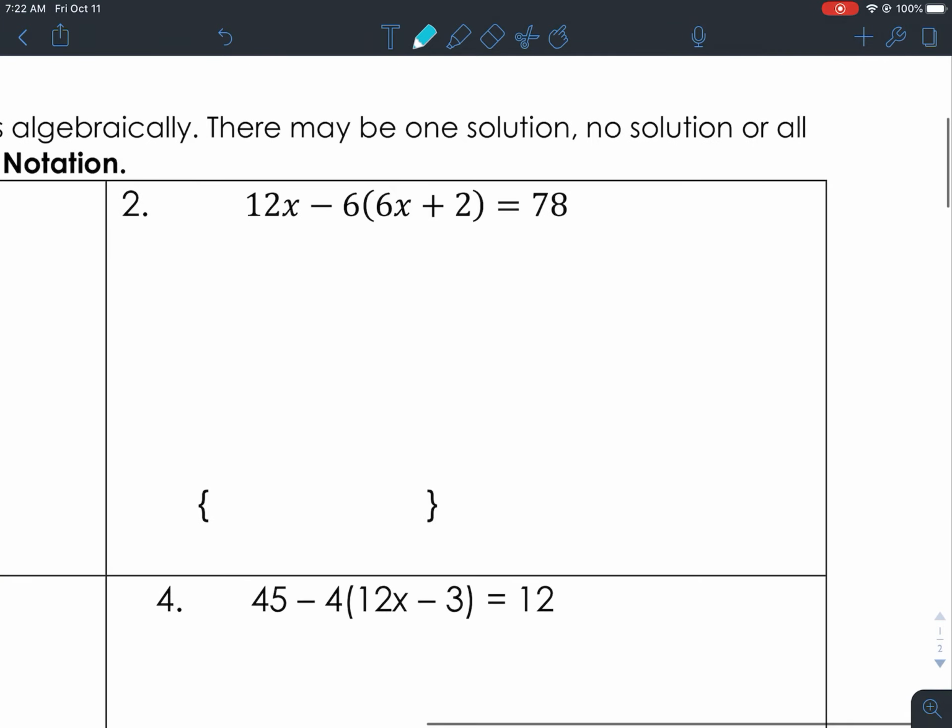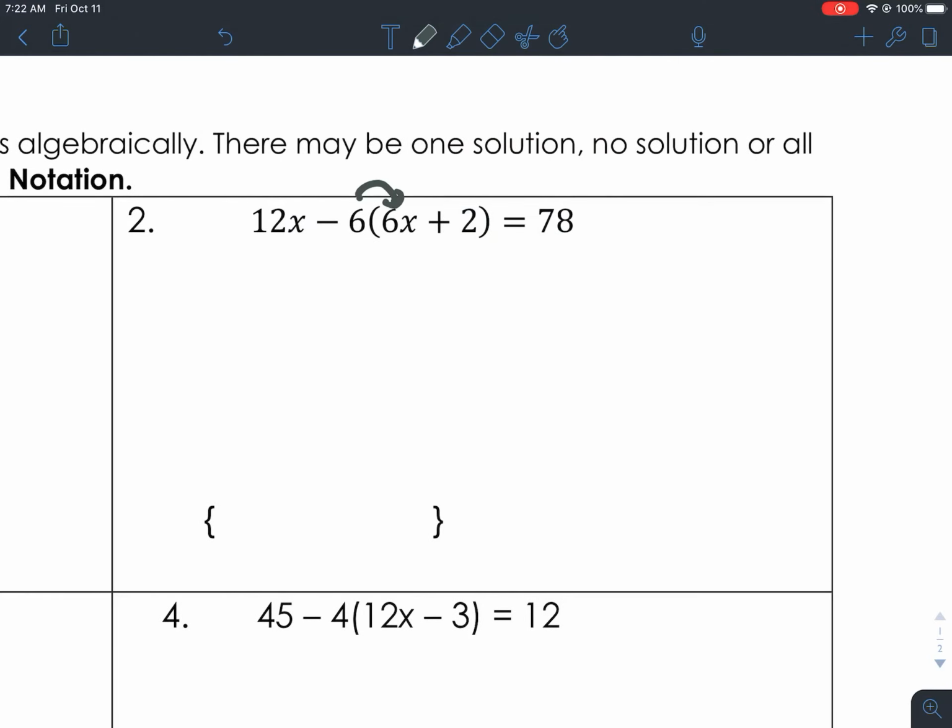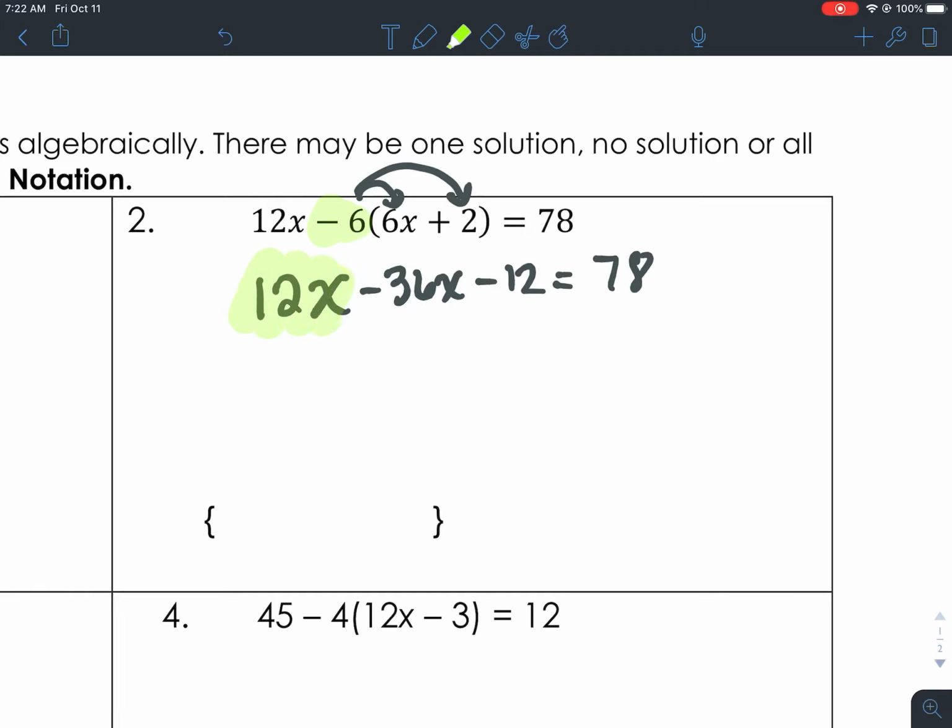Okay. For the second one, you're going to distribute first. So I'm going to bring down the 12x. I'm going to distribute a negative 6. So negative 6 times 6x, that would be negative 36x. Negative 6 times 2 would be negative 12 equals 78. We combine our like terms here, and that's going to be negative 24x minus 12 equals 78, and then we add 12 to both sides.